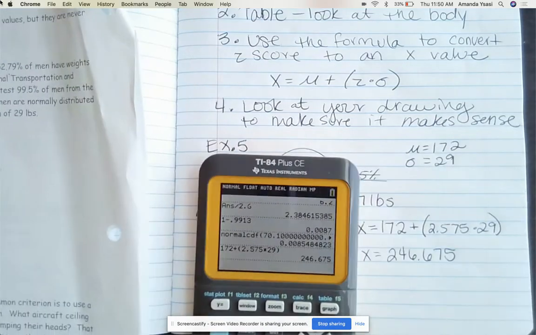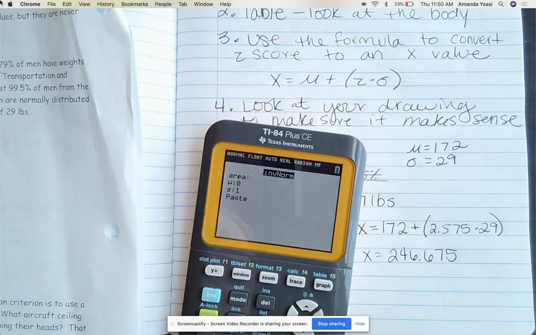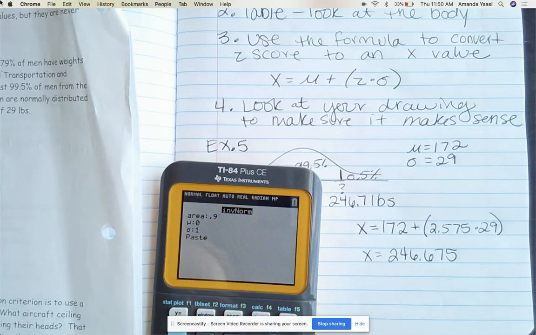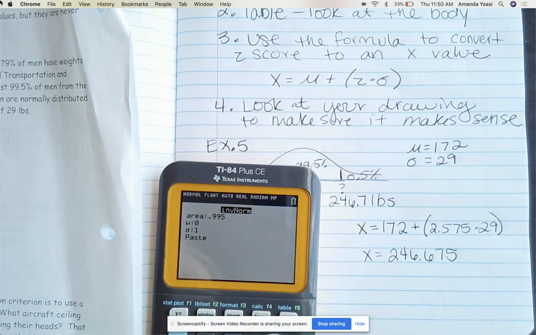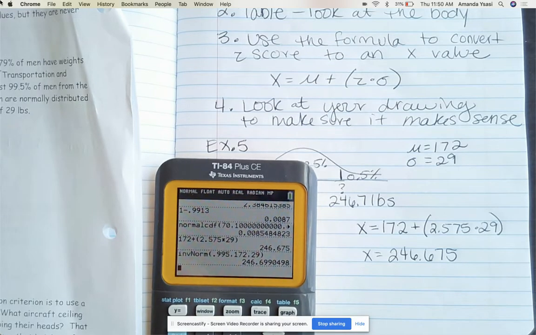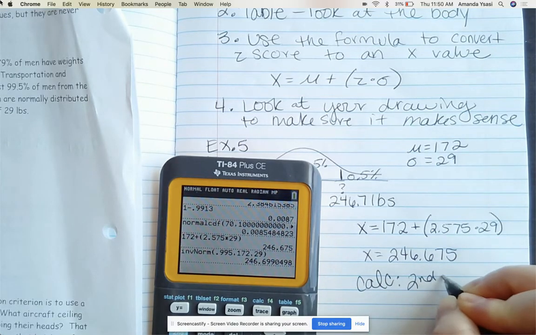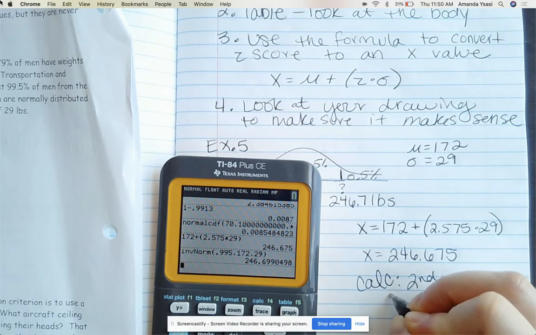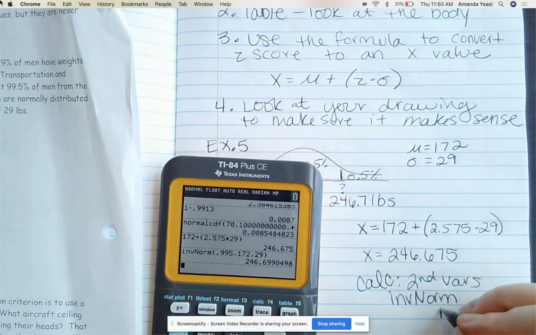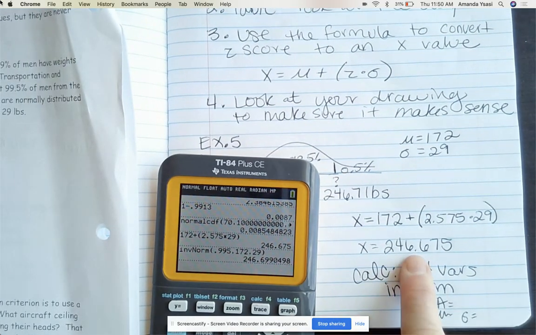We can also do this with the inverse. I remember you showing me this. So the inverse norm, the area would be 0.995. Mu is 172. Yep, there it goes. So for the calculator, you will do second VARS again, and then do inverse norm. And then you put your area, your mu, and your standard deviation. And then it'll pop up what that x value is.